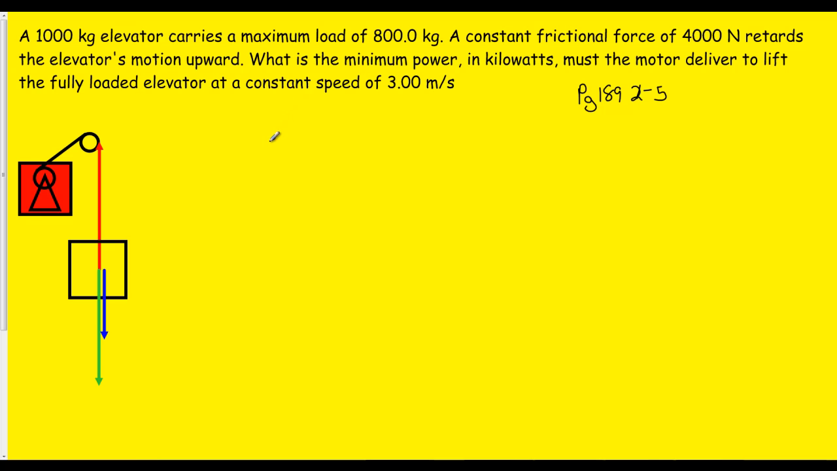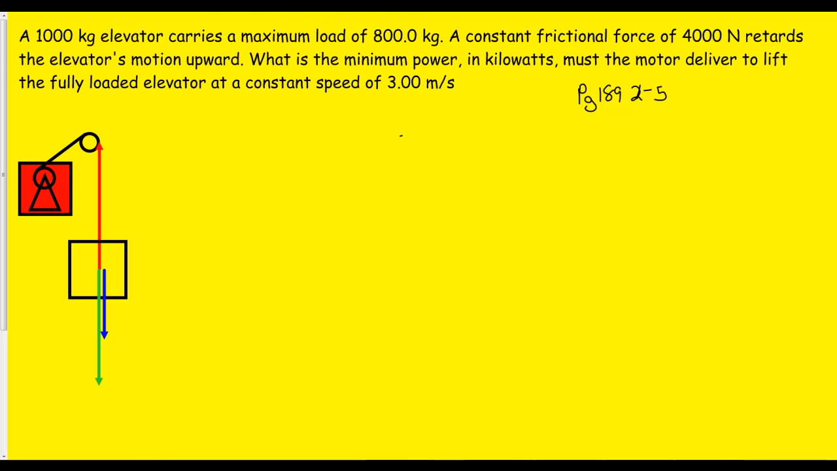It says I have a 1,000 kilogram elevator that carries its maximum load of 800 kilograms. A constant frictional force of 400 newtons retards the elevator's motion upwards. What minimum power in kilowatts must the motor deliver in order to lift the loaded elevator at a constant speed of 3 meters per second?